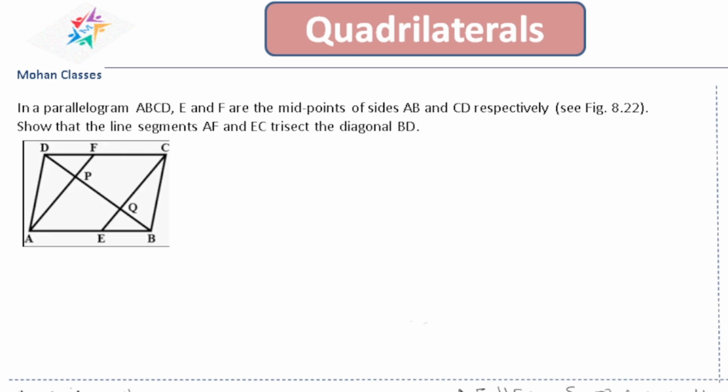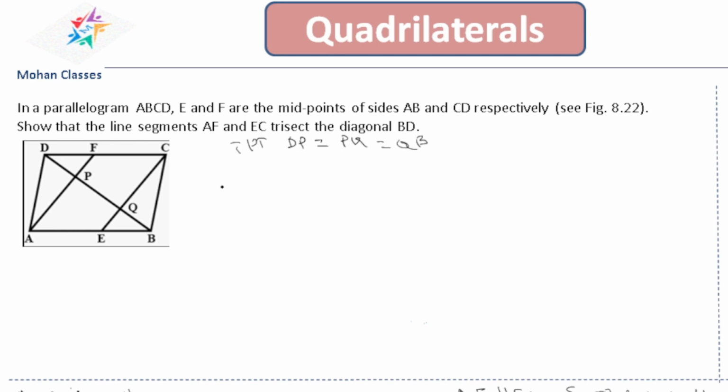So here in a parallelogram ABCD, E and F are the midpoints of side AB and CD respectively. Show that the line segments AF and EC trisect the diagonal BD. So that means here what we have to prove, BD trisected. We have to prove that DP is equal to PQ is equal to QB. This is the thing what we have to prove, that is trisect the diagonal BD.